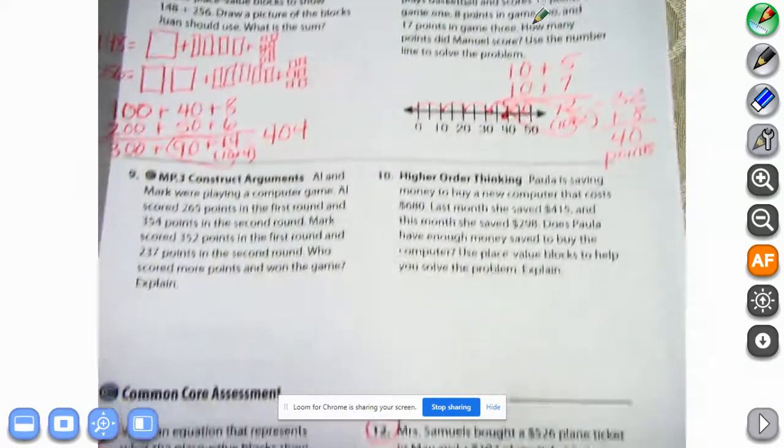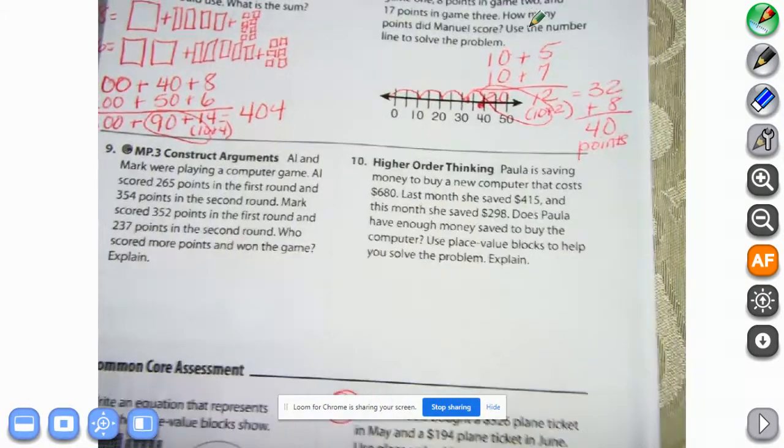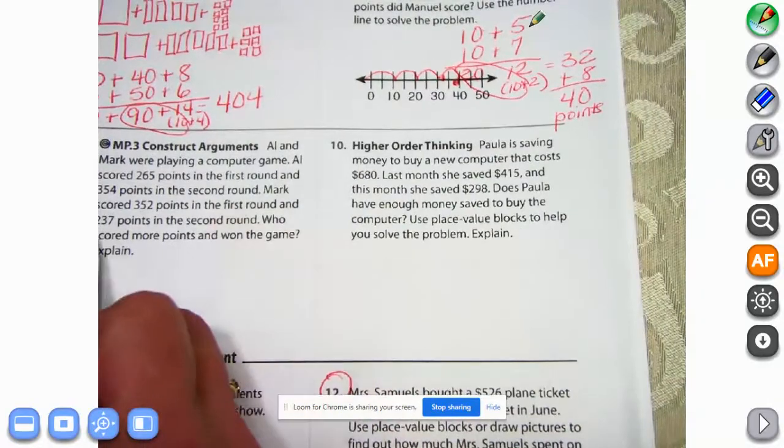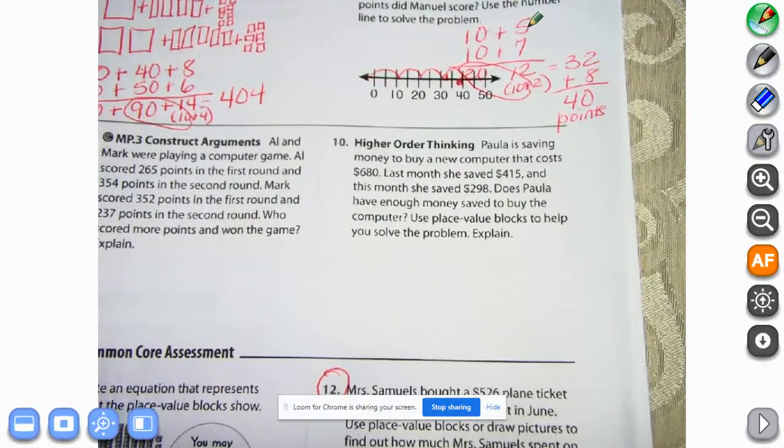All right, let's go to number 9. Let's move those things out of the way. Okay, Al and Mark were playing a computer game. Al scored 265 points in the first round and 354 points in the second round. Mark scored 352 points in the first round and 237 points in the second round. Who scored more points and who won the game?